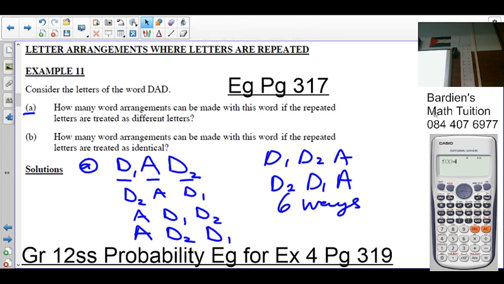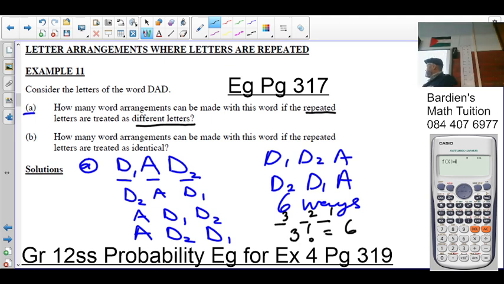There are six ways. Okay. So how else should I get from 3 letters to 6 using factorial? It could have been 3 factorial. Since it's 3 letters and the repeated letters are treated as different letters, it could have been 3 times 2 times 1, which is simply 3 factorial. And 3 factorial is 6. So this is the method we're going to adopt, because in an exam we can't list all the outcomes and then count them afterwards. But you guys understand?